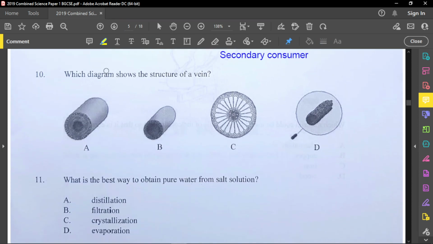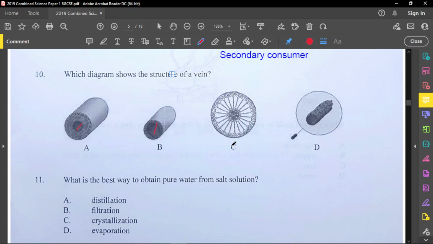But question number 10 is which diagram shows the structure of a vein. A vein is thinner than an artery, and the lumen is wider. I'm going to point out something real quick. Notice in the artery, that's a lumen right there that I'm putting that line on. And in the vein, this is a lumen right here. That's a vein because it has a wider lumen and a thinner muscular wall.